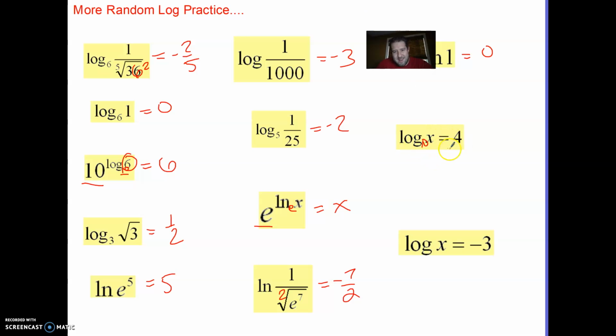Let's see, 10 to the 4th power is what? So that would be 10 times 10 is 100, times 10 is 1,000, times 10 is 10,000. And 10 to the negative 3rd power would be what number? So that would be 1 over 10 times 10 is 100, times 10 is 1,000.